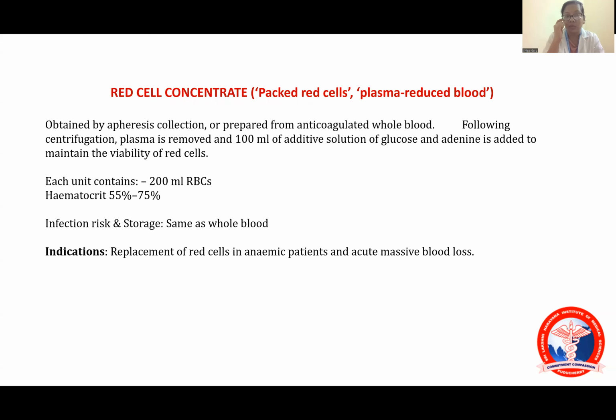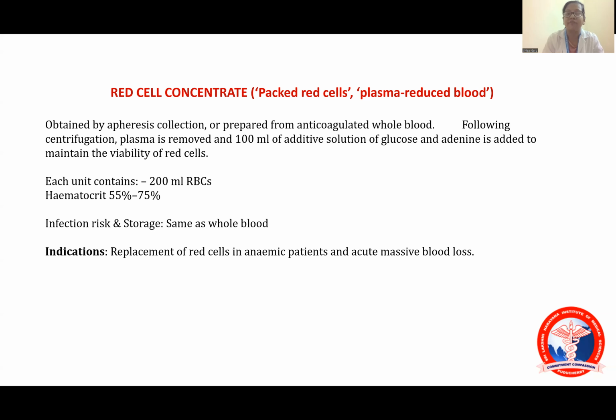Next component is red cell concentrate, or popularly called as PAG RBCs or plasma reduced blood. They are obtained by apheresis collection or prepared from anticoagulant whole blood. Following centrifugation, plasma is removed and 100 ml of additive solution of glucose and adenine is added to maintain the viability of red cells. Each unit of red cell concentrate contains 200 ml of RBCs and hematocrit is around 55 to 75%. Infection risk and storage requirements of PRBC is the same as that of whole blood.